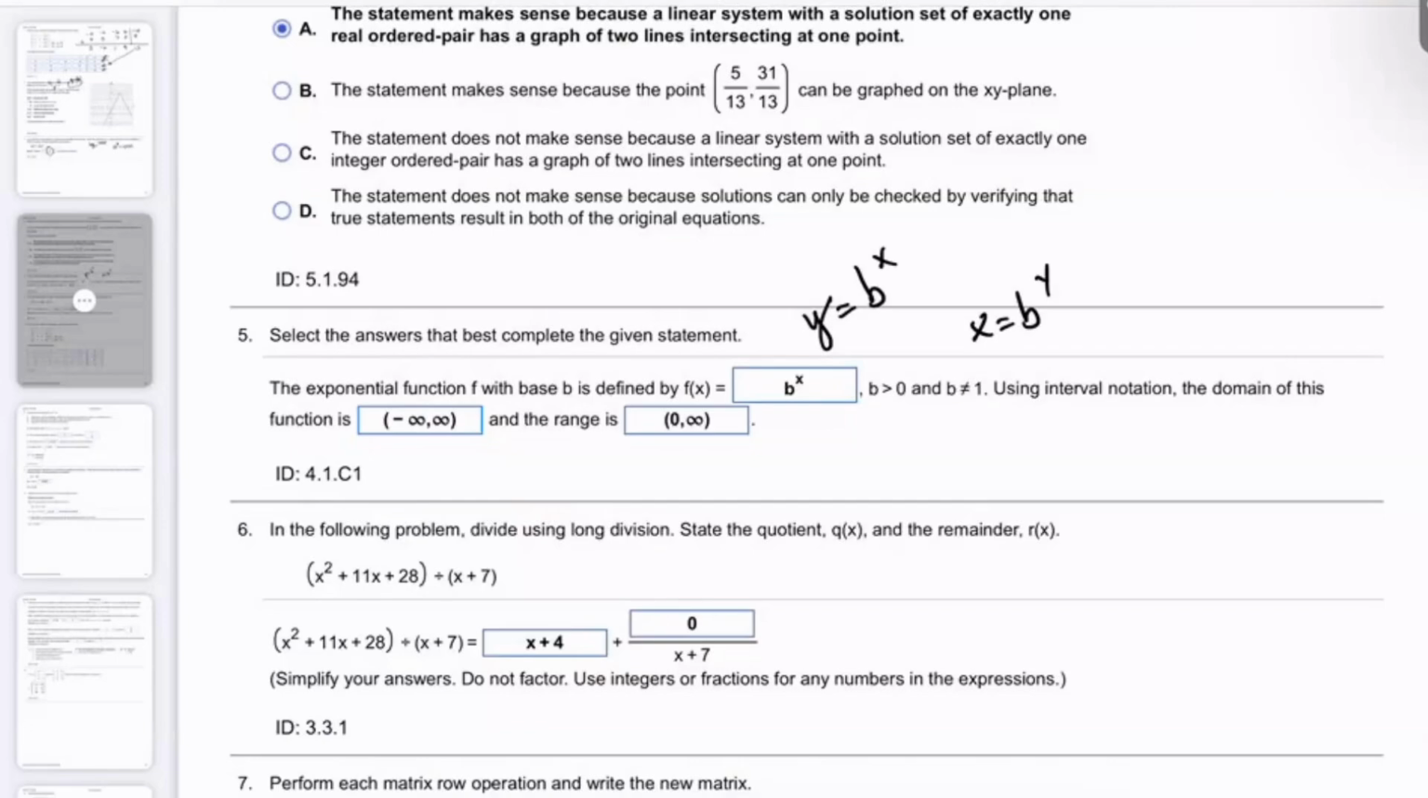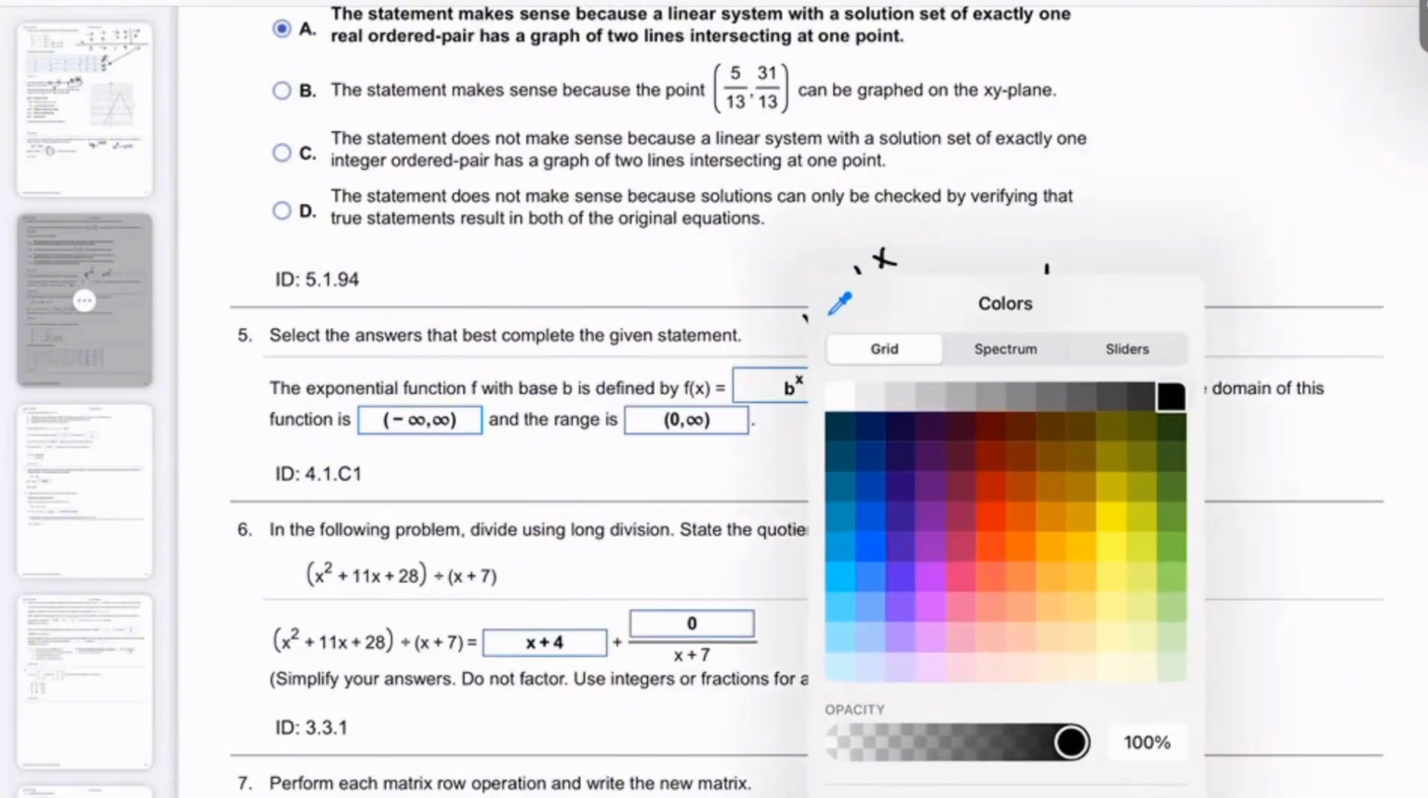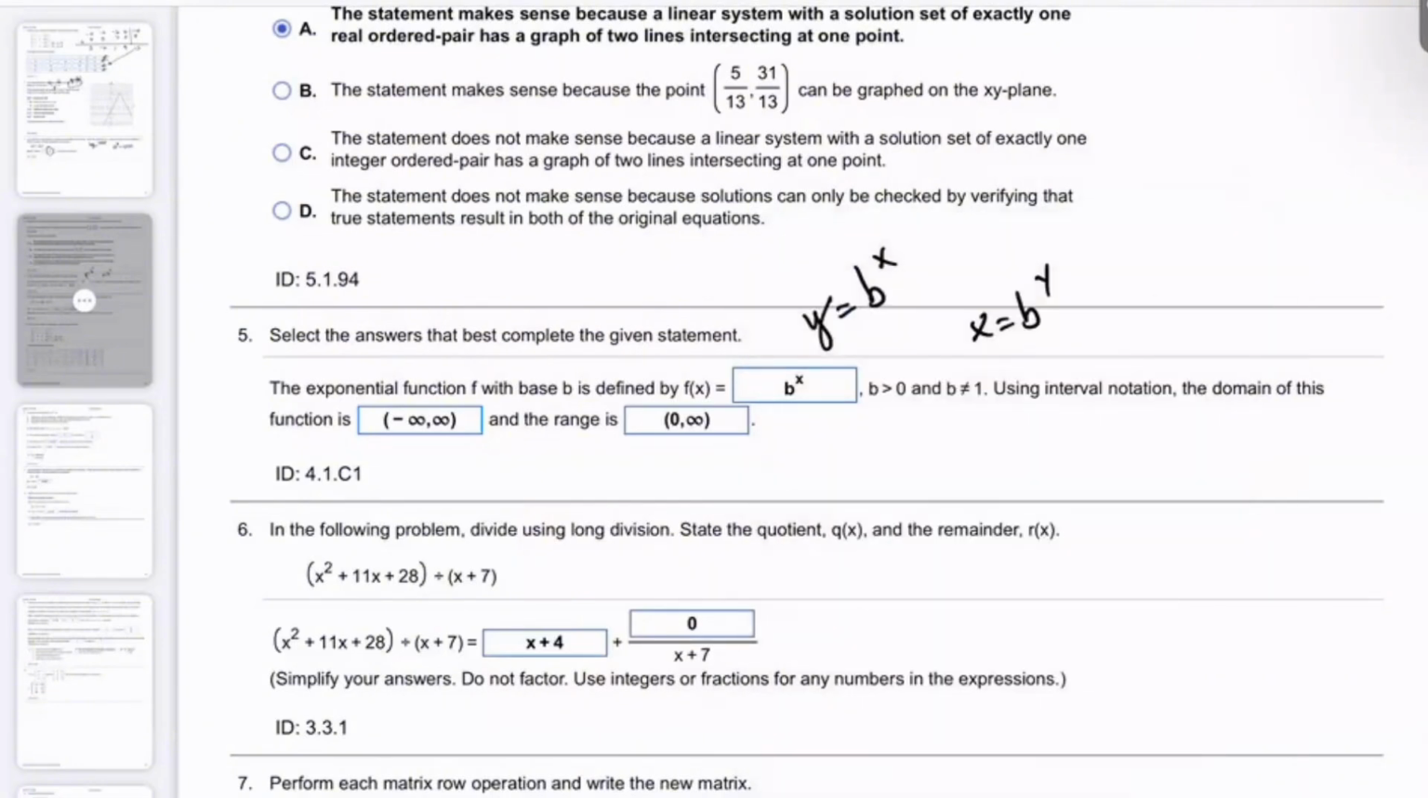And then using interval notation, we know that, when we have an exponential function, it is going in both directions forever, but the range is cut off unless we have any transformations where y is equal to 0. Oops, I put y is equal to x. I meant y is equal to 0. Y is equal to 0.